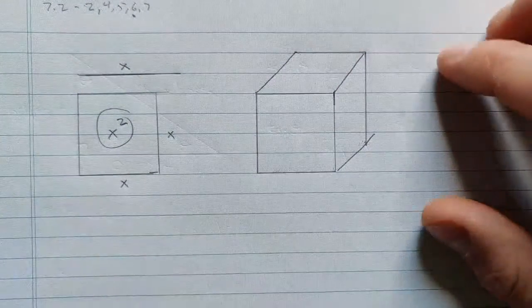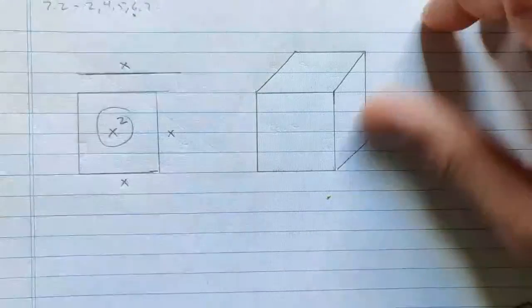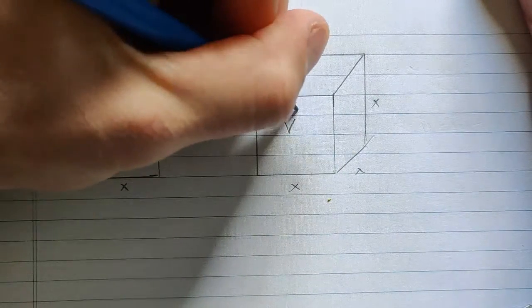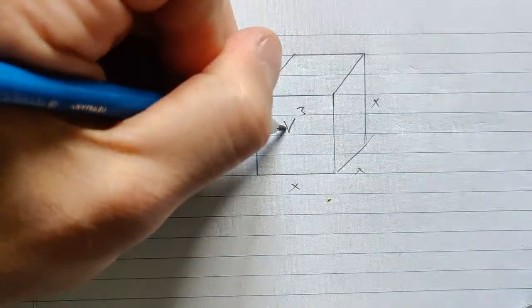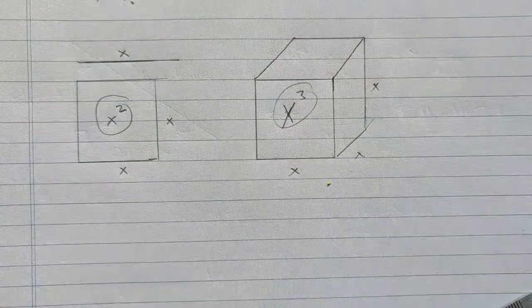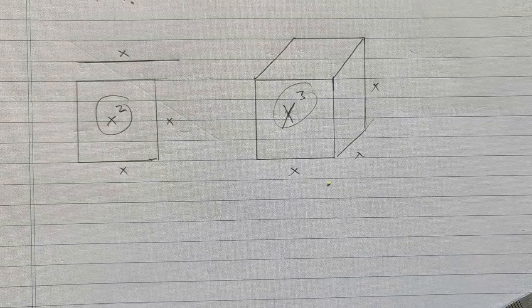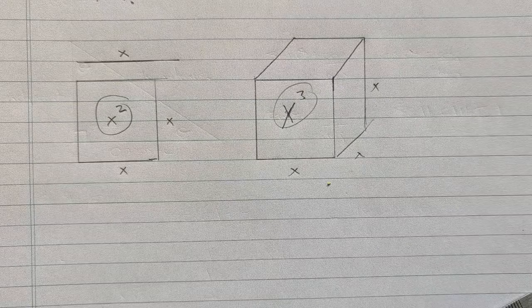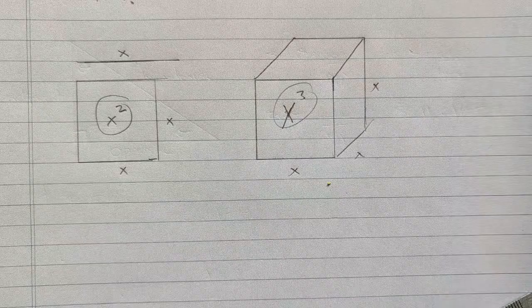In the case of a cube, we have a length of x, a width of x, and a height of x, or a depth of x. But the volume of that cube is x cubed. So we have x cubed as our volume. When we talk about a cube, that term again comes from the actual visualization of a cube.